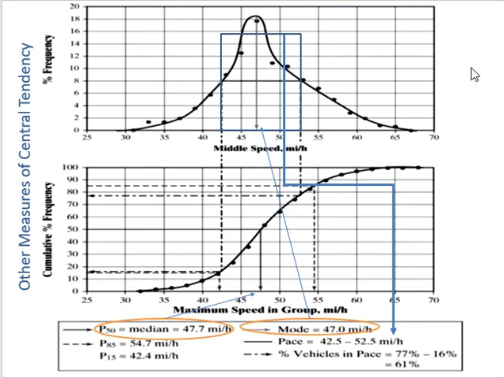Median is 50%. So I will go to 50% on the cumulative frequency, drop a perpendicular on the curve and find out the speed. This speed is my median speed, the speed which covers 50% of the data. For this data it is 47.7. So half of the data is below 47.7 and half of the data is above 47.7. Got it? Clear?